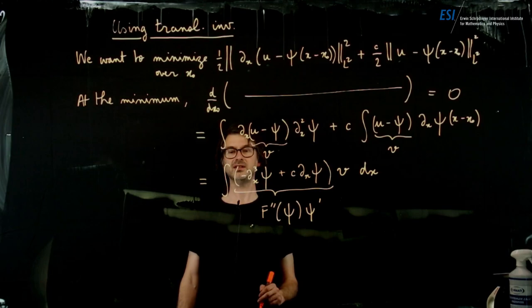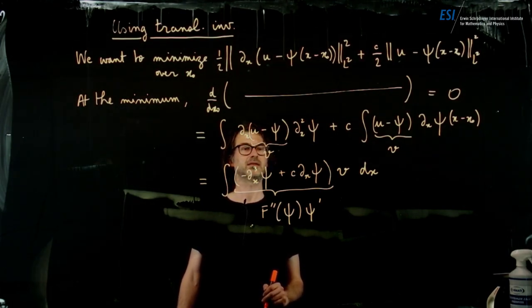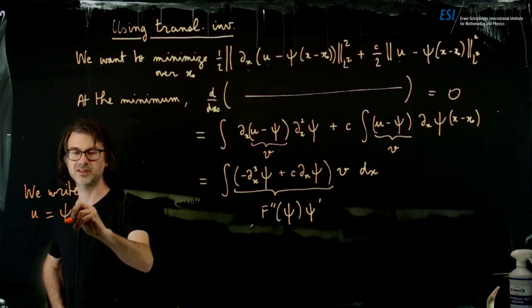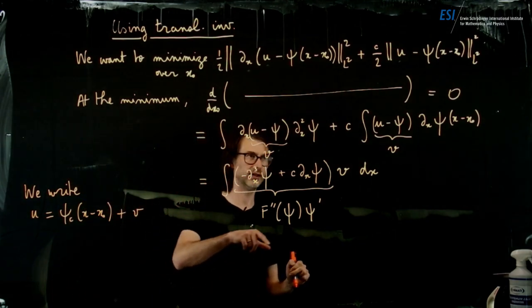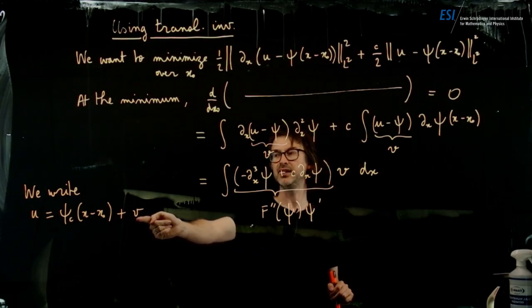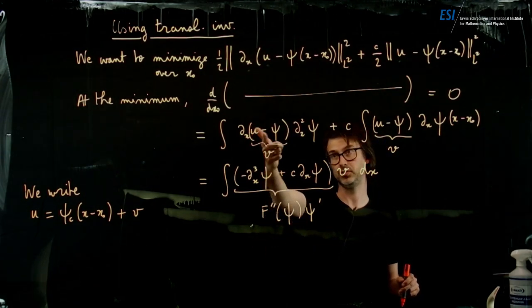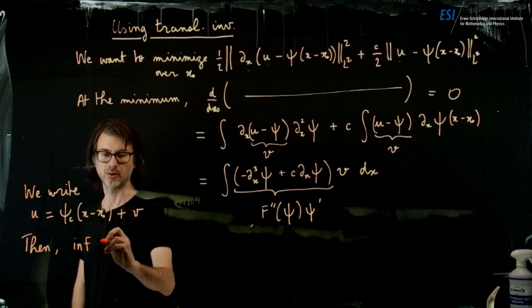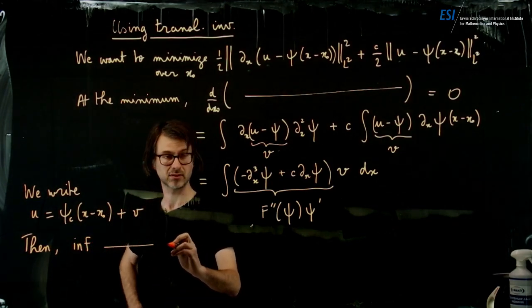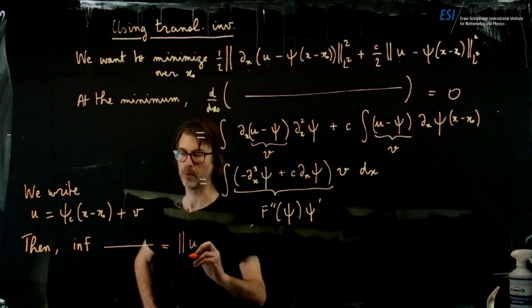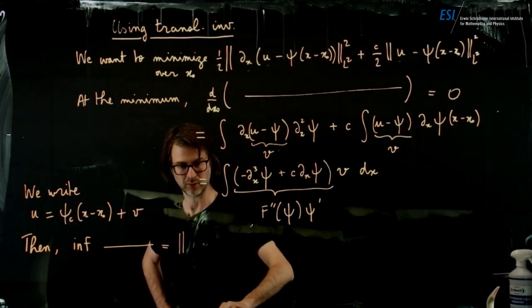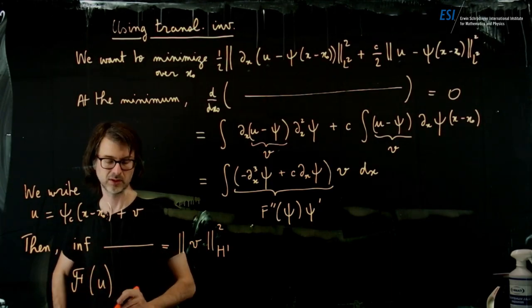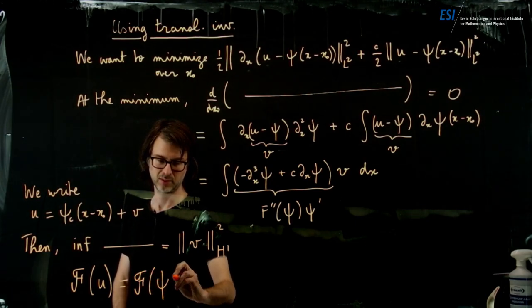Okay, so what this is telling us is that we can write U equals Pc of x minus x naught plus V, where x naught achieves the minimum and V is, by definition, U minus Psi, okay? Then the infimum of the whole mass is just V in H1 squared, and F of U is just F of Psi plus V.